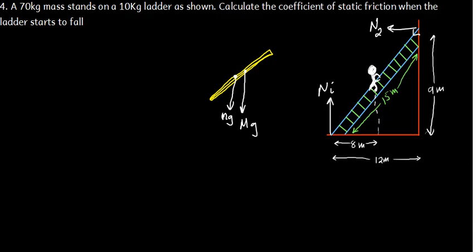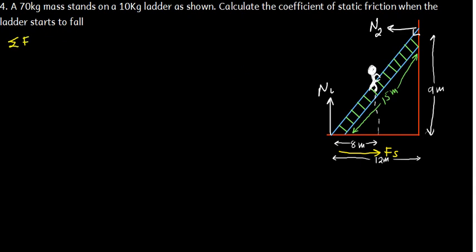Now, because we're talking about static friction, there's also static friction in this direction supporting the ladder. Static friction. Now I want to calculate the coefficient of static friction. Alright. So let's first consider the net forces in the y.